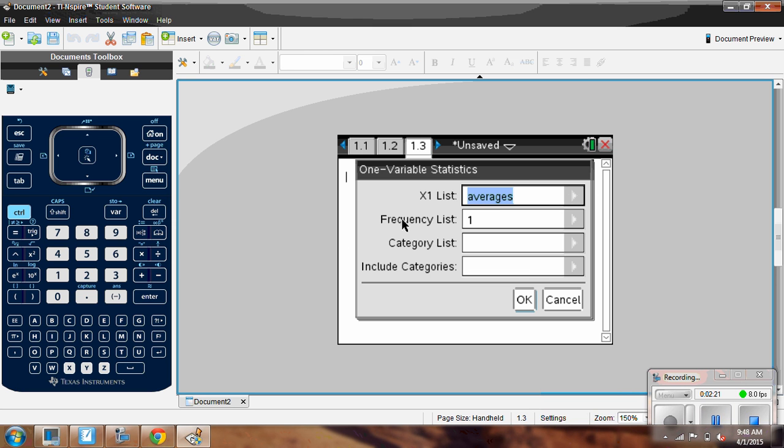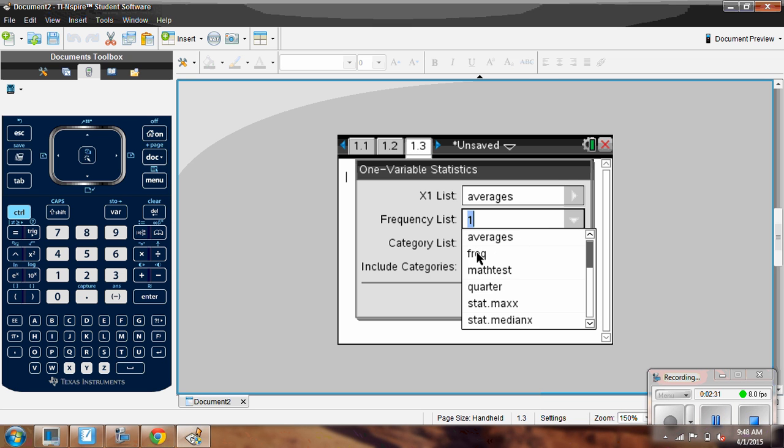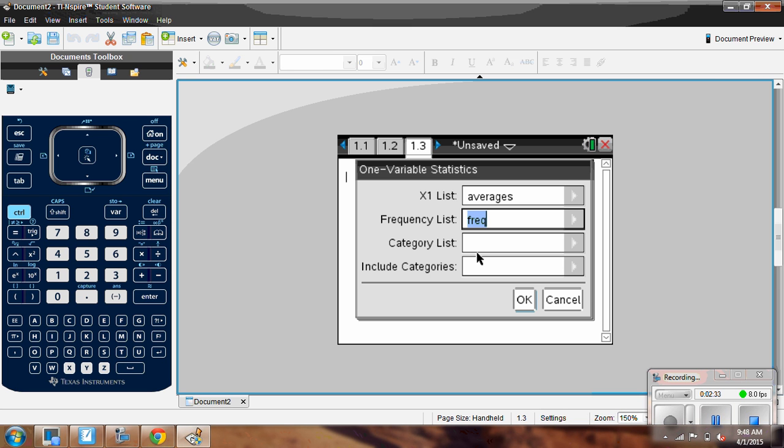And then look at that. They ask us, do you have a frequency list? If you don't have a frequency list, then you choose 1. But if you do happen to have a frequency list, ours is called frequency, you can choose it from the drop-down menu here, and then you click OK.